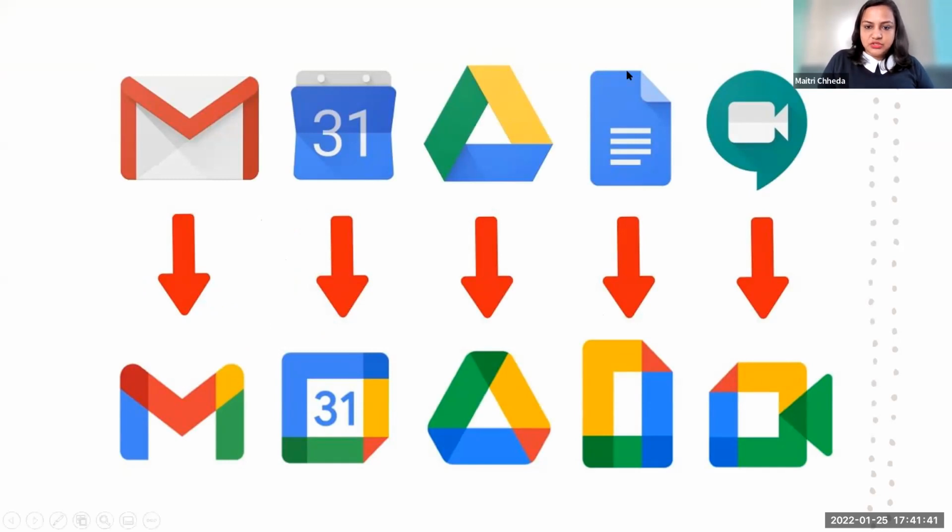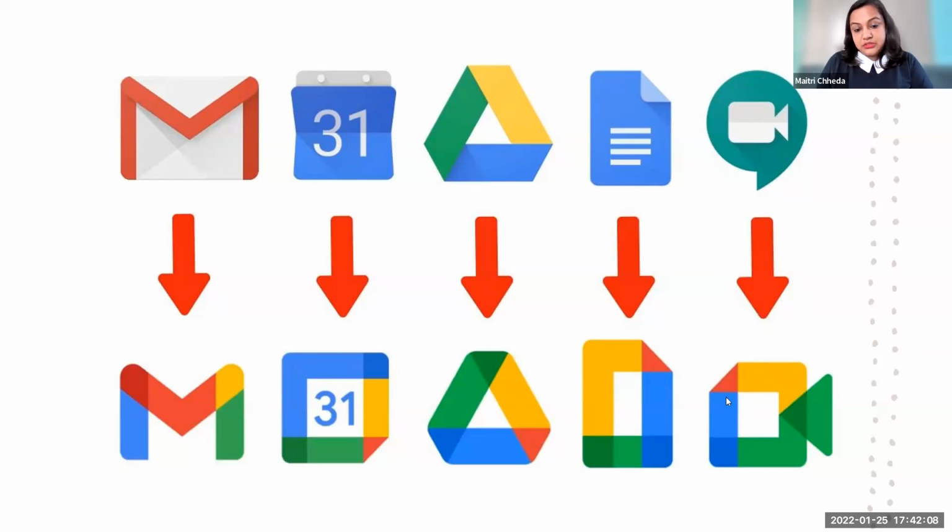I'm not sure how many of you must have noticed, but Google has recently also changed its icons. Gmail earlier used to look like this, and now it looks like this. So overall, Calendar, Drive, Google Docs, even Meet, Google Meet or Google Hangouts, everything. If you see now, it has a deliberate sharing of.